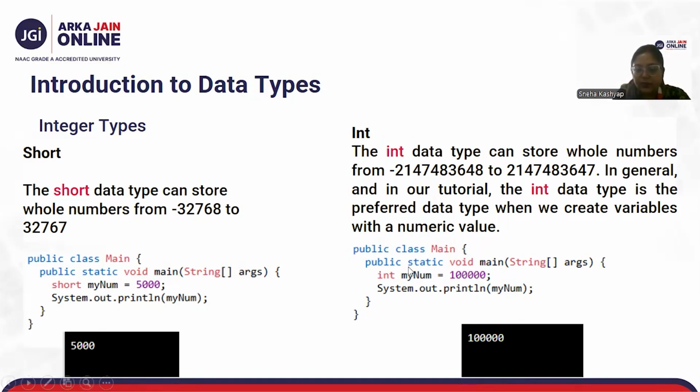Next is integer. Again here I have taken a class Main of type public. I have given the main function with return type void, keyword static and access specifier public. But here my num is of type integer, so I have declared the data type as integer. I have initialized the value as 100,000. Upon giving System.out.println, it will simply print 100,000 as output.